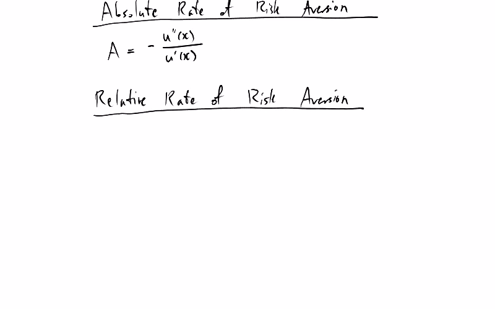Now, the relative rate of risk aversion is defined as the absolute rate times X. Remember, X is usually something like wealth or income. So that's negative U double prime of X over U prime of X, times X. Now, why do we need the relative rate of risk aversion? The reason is, notice that the absolute rate could very well be a constant number sometimes, right?